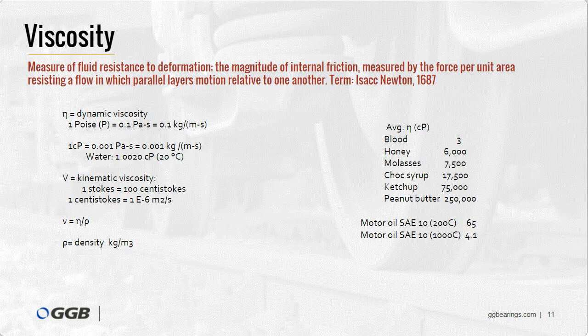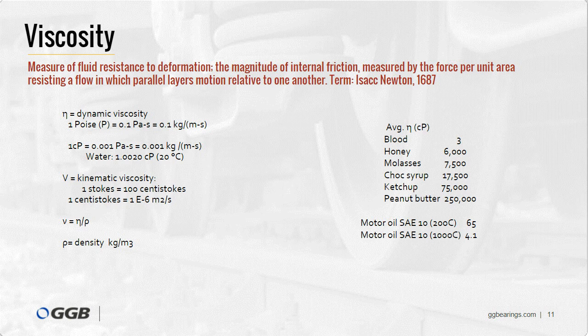But one of the things we have to talk about is viscosity here. And viscosity is a measure of fluid resistance to deformation. It describes the magnitude of internal friction within a fluid. And it's measured by force per unit area, resisting a flow in which parallel layers move relative to one another. And as we said a little bit earlier, the term was identified by Isaac Newton in 1687.